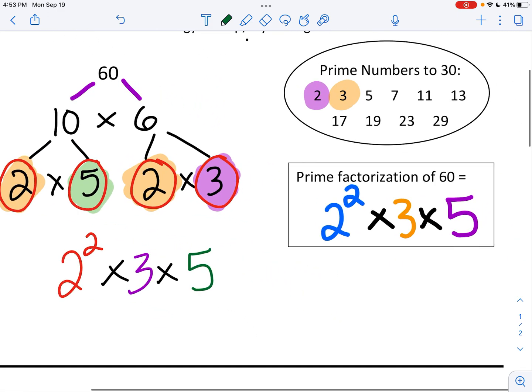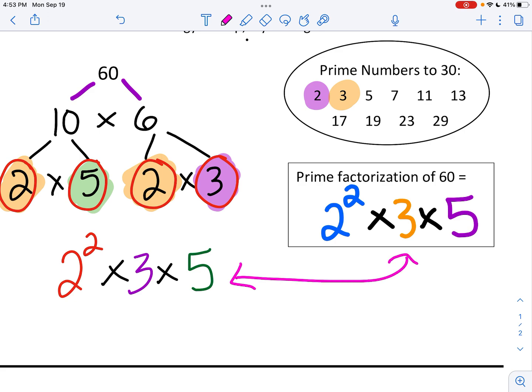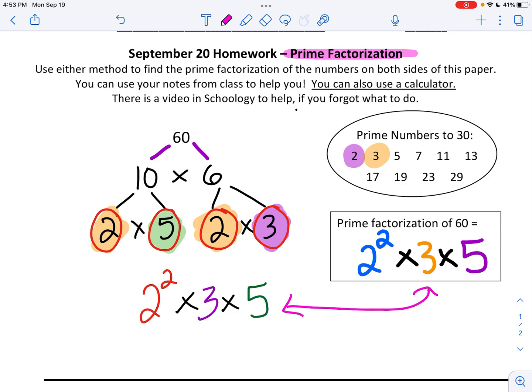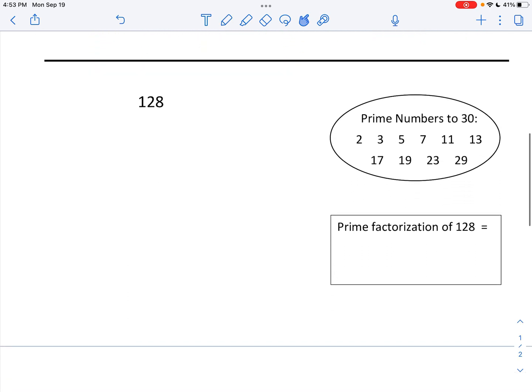And I want you to notice that they are exactly the same. So it doesn't matter to me which method you use. If you like the ladder method, do the ladder method. If you like the tree method, do the tree method. All right, don't forget to try the second problem. It's a bigger number. Use a calculator. See you in class.